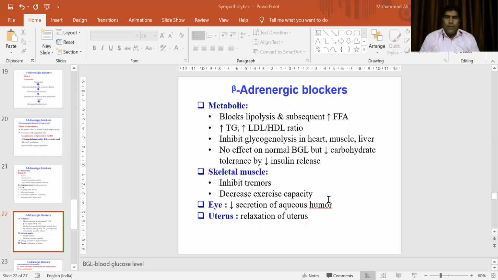The effect of propranolol in the eye: propranolol can decrease the secretion of aqueous humor. Effect in the uterus: this drug may induce relaxation of the uterus.